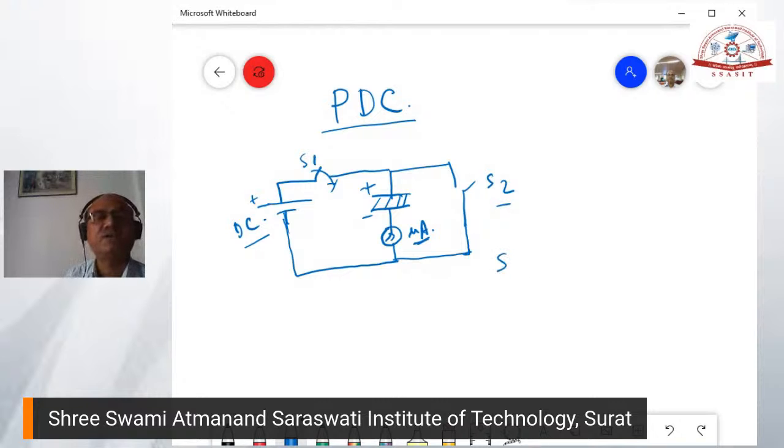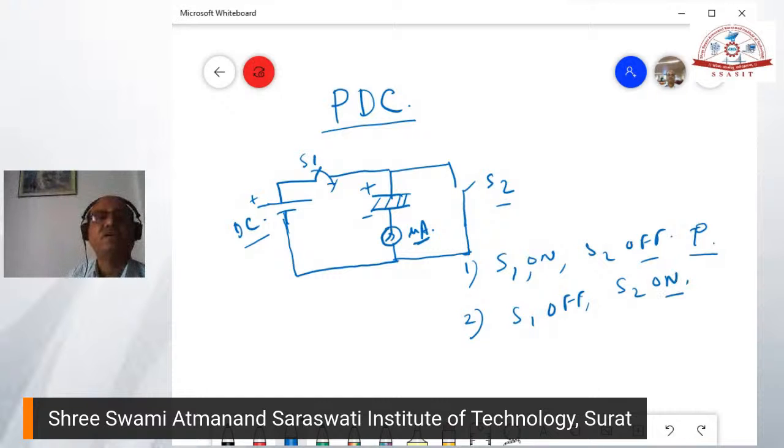When S1 is on and S2 is off, this current is the polarization current. That is the first case. In the second case, S1 is made off and S2 is made on. Then the sample will discharge. So you can say charging and discharging current.